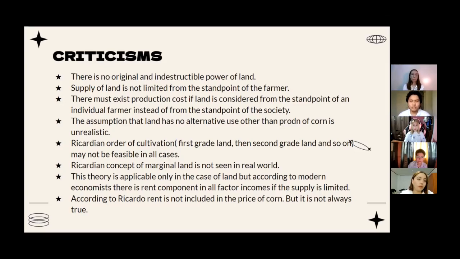The Ricardian order of cultivation, that is, to cultivate the most fertile land first and then move on to less and less fertile land, may not be feasible in all cases. Also, the Ricardian concept of marginal land is not seen in the real world, and this theory is only applicable in the case of land. But according to modern economists, there is a rent component in all factor incomes if the supply is limited. Also, according to Ricardo, rent is not included in the price of corn, but this is not always true. Next, we will move on to the modern theory of rent.